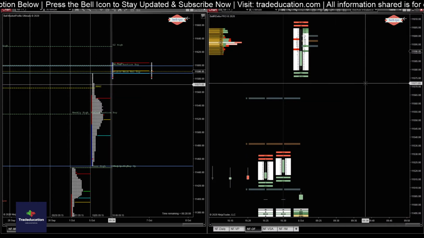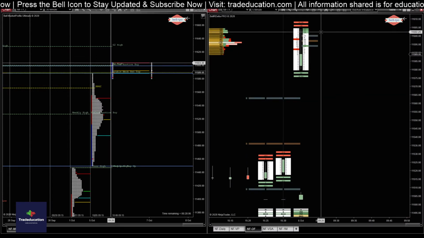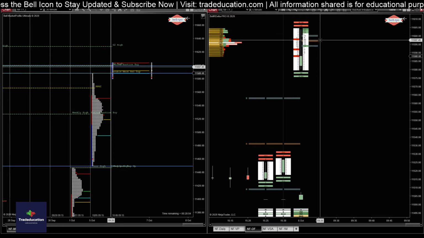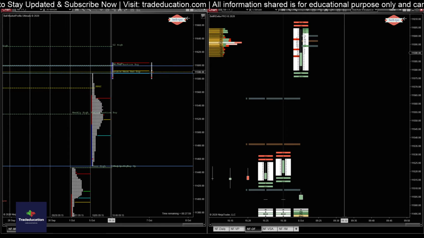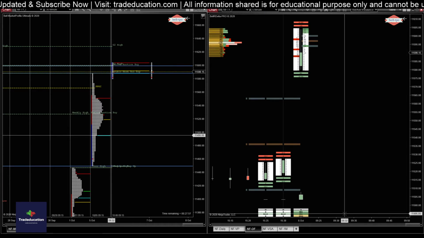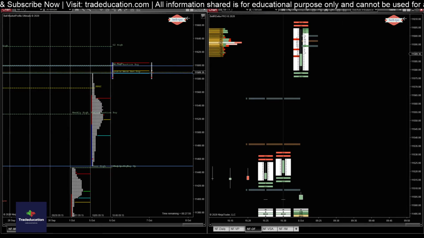Let's just look at the order flow chart. So stacked momentum buying seen. Auction is right now below VWAP. 4,000 contracts already traded. We are still 2 minutes into the auction.